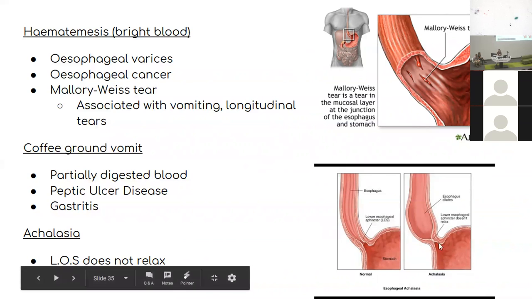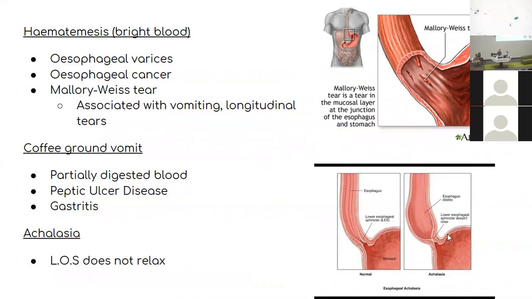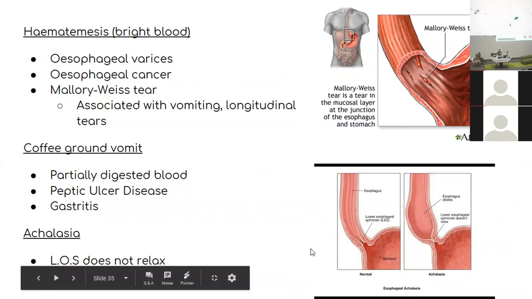Achalasia, it's just you've got the lower esophageal sphincter permanently constricted, and here you can see. And I guess it's just kind of one of those niche things to know. Achalasia, it's when you've got loss of the lower esophageal sphincter function, and you can have people that try to swallow food, but they just feel like it's going to come straight back up or they can't swallow it properly.